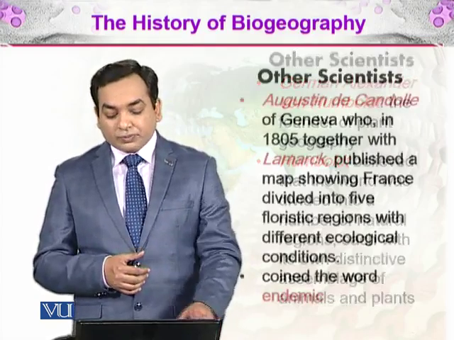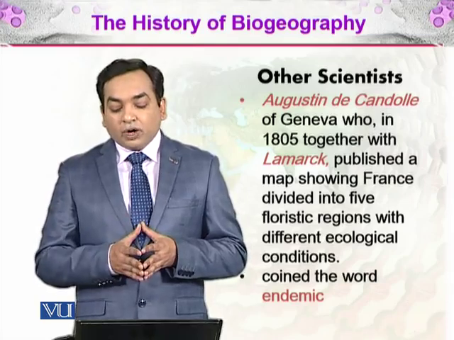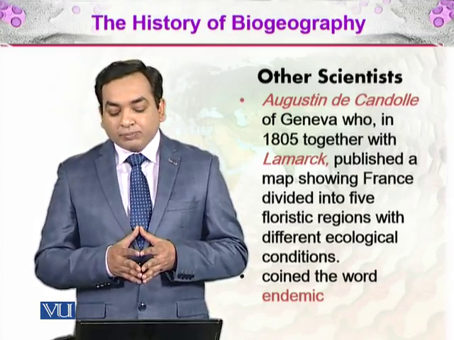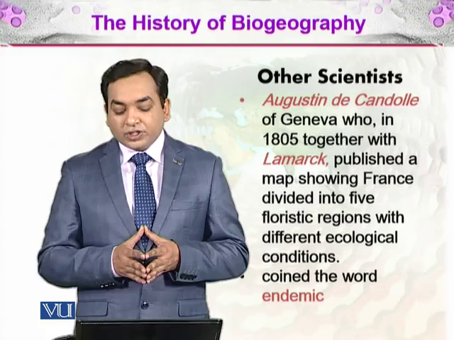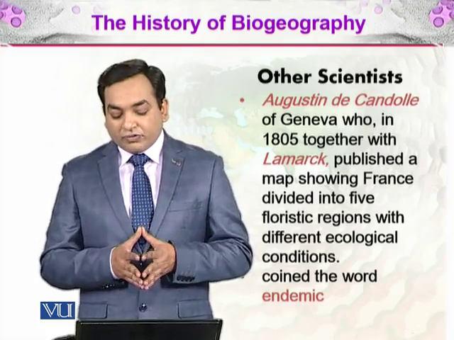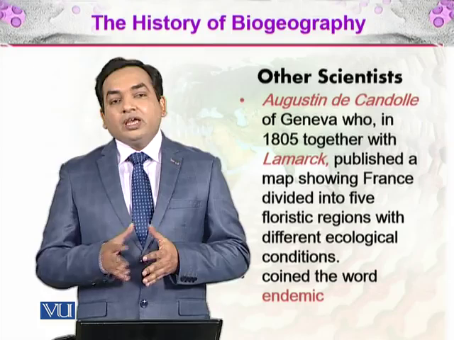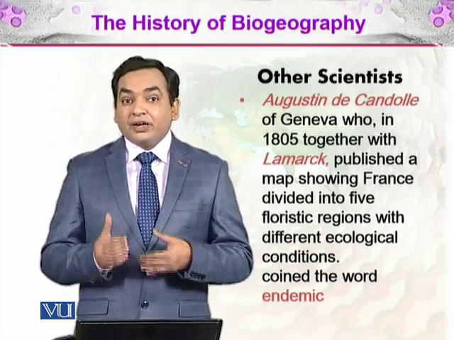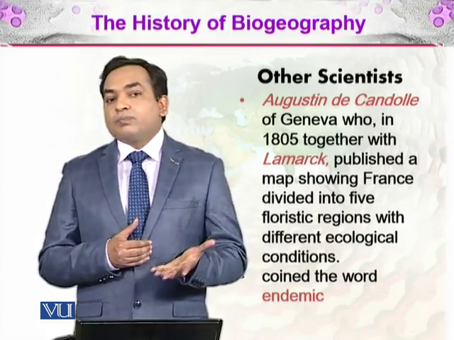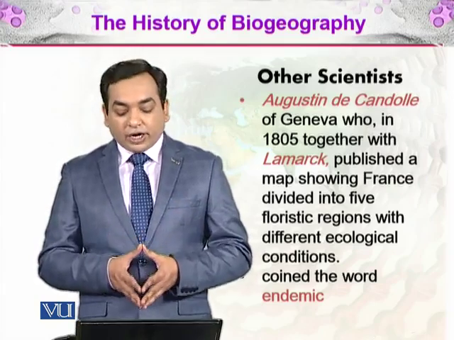Then there was Augustin de Candolle of Geneva, who in 1805, together with Lamarck, published a map showing France divided into five floristic regions with different ecological conditions. He was also the first to coin the word endemic. Endemic means a plant or animal that is present in one place only. It is native to that place, and that is called endemic to that place.